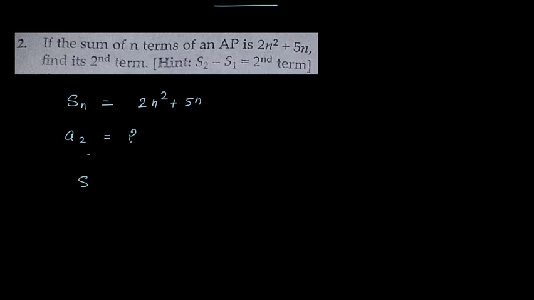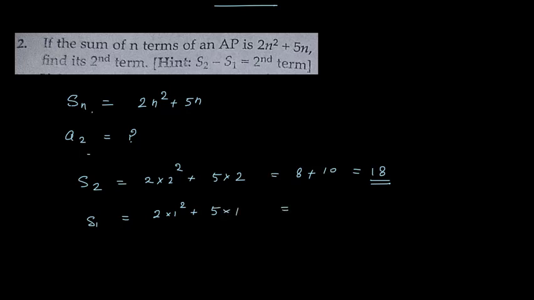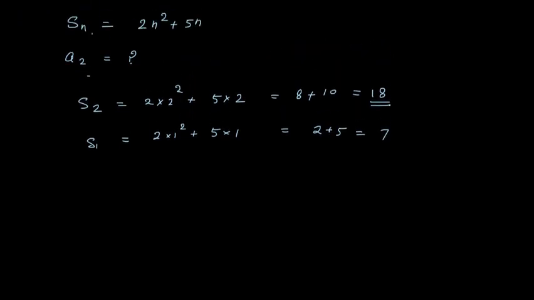So for s2 I will replace this n with 2. So it is 2 into 2 square plus 5 into 2. So this is 2 into 2 square, 2 twos are 4, 4 twos are 8, plus 2 into 5, 5 twos are 10. This you will get 18. And s1, what is s1? So here 2 into 1 square plus 5 into 1. 2 into 1 square is 2 plus 5. So here you will get 2 plus 5, 2 plus 5 is 7. So s2 you get 18 and s1 you will get 7.